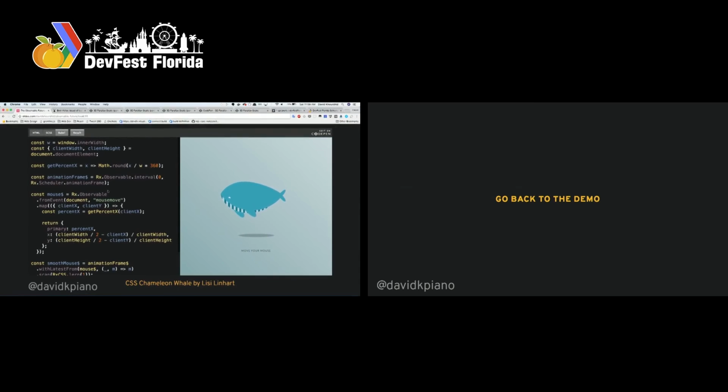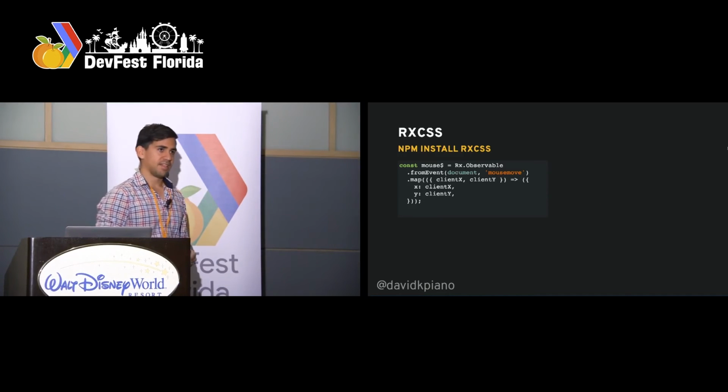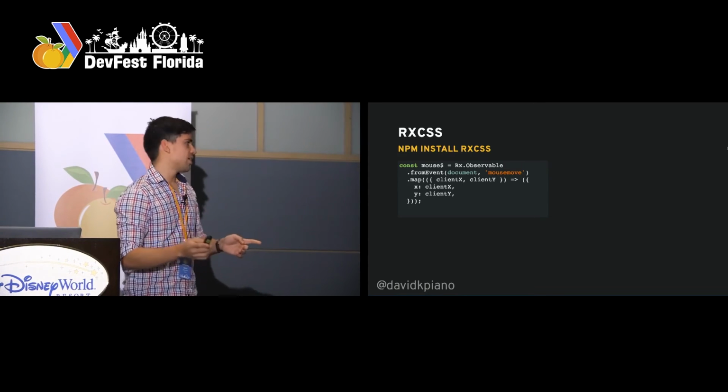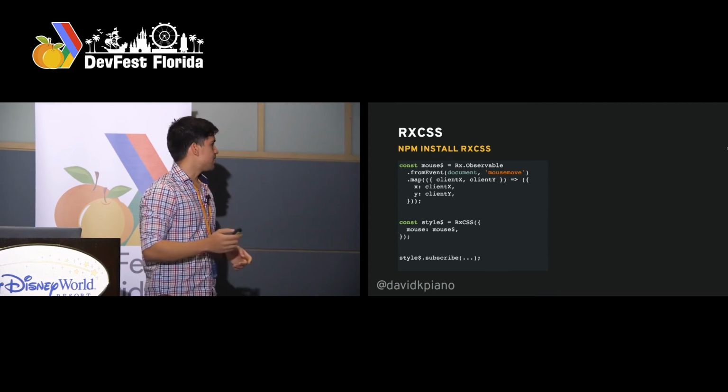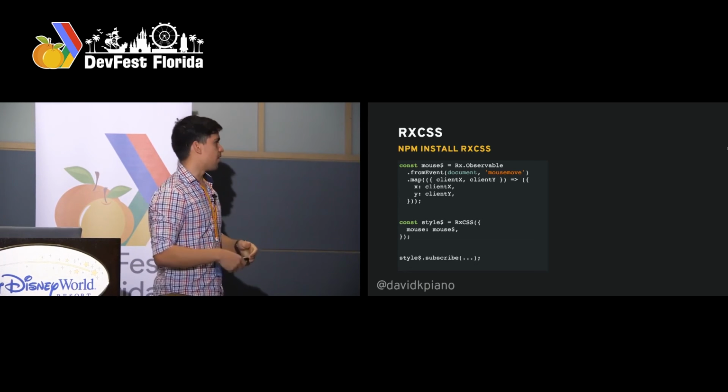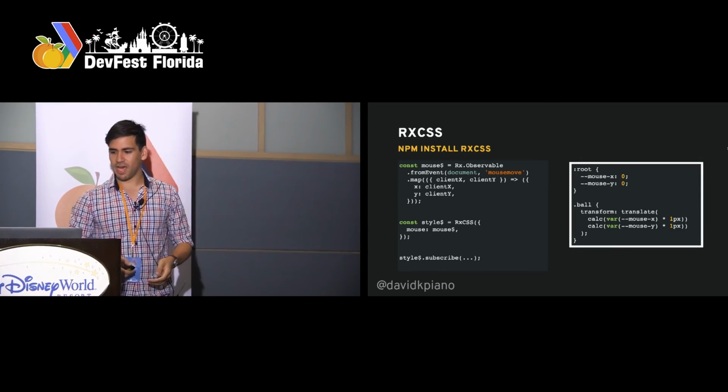So reactive animations don't just need to be for motion. This is a really cool example that someone made, Lizzie Linhart, where we're actually using the mouse movement to change the color. And this is actually a really cool trick where you can manipulate the hue and saturation values just based on your mouse movement and create some really cool effects doing that. And she's using a library that I actually created called RxCSS, which uses RxJS. And it makes it really easy to pass CSS variables the values that are emitted from any observable that you have.